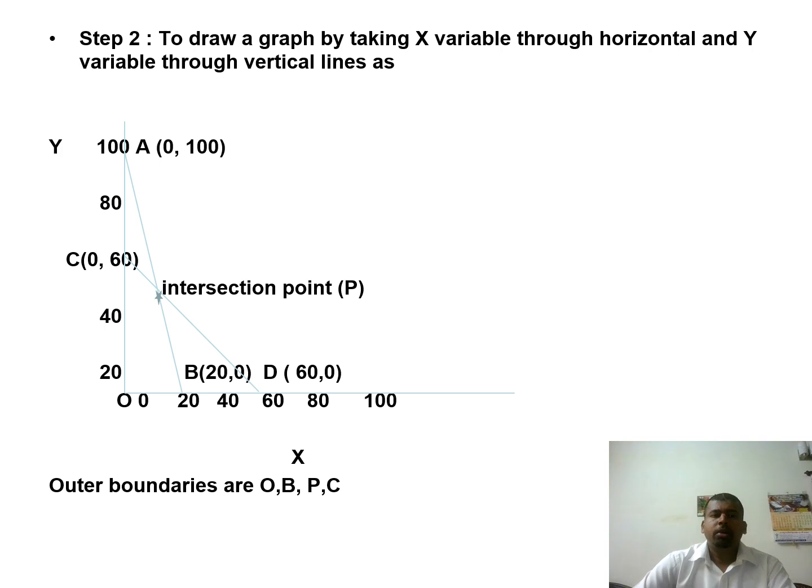So now I am going to draw a graph. For this I take the x variable as well as the y variable. We already received the points for condition number 1, the investment condition. We received 2 points: I mark A as (0, 100) and B as (20, 0). Then I connect A and B. This is the investment condition for this problem.